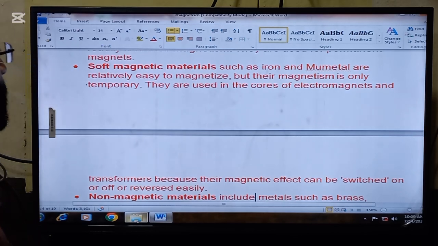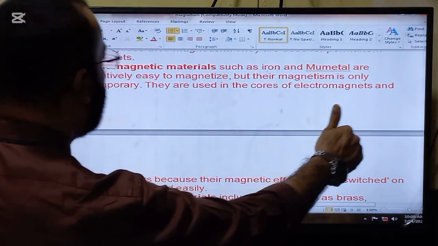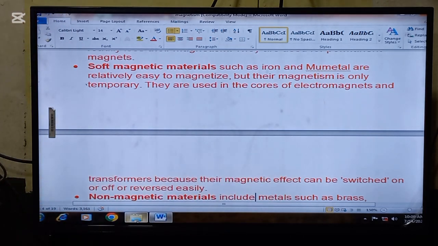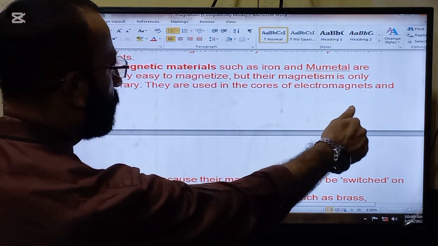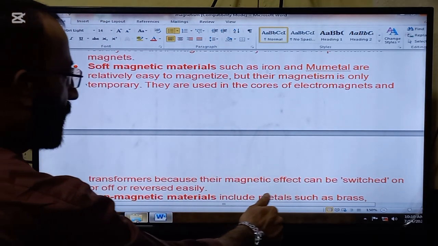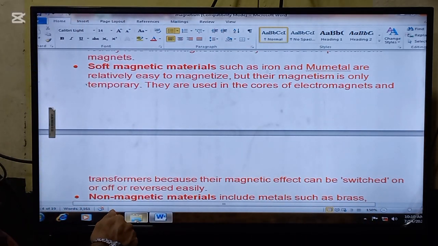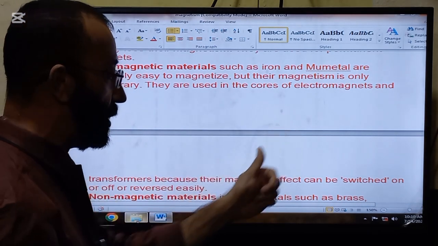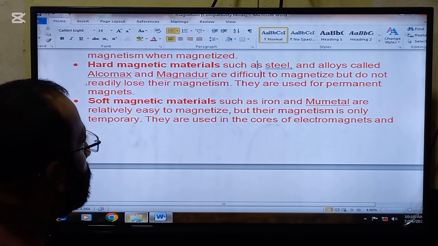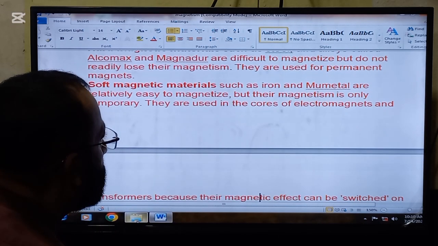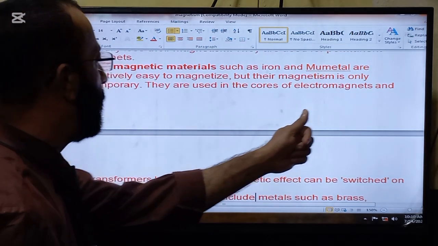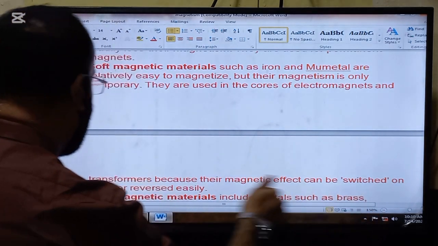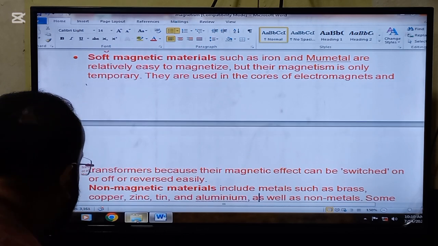Whereas soft magnetic materials such as iron and mumetal are relatively easy to magnetize, but their magnetism is only temporary. They are used in the cores of electromagnets and transformers because their magnetic effect can be switched on or off or reversed easily. So remember these definitions as well as their functions. Hard magnets are used for permanent magnets, whereas soft magnets are used in the cores of electromagnets and transformers, because their magnetic effect can be switched on or off or reversed easily.